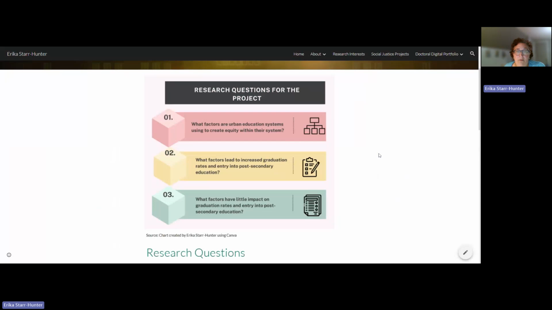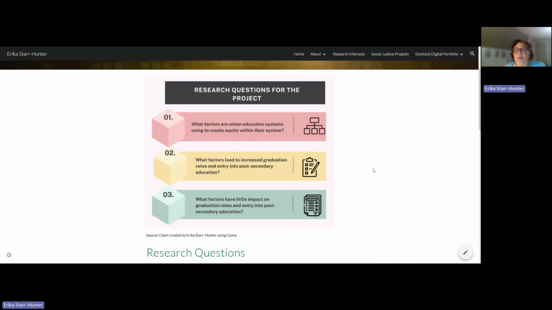So my 3 research questions were: what factors are urban education systems using to create equity within their system? What factors lead to increased graduation rates and entry into post-secondary education? What factors have little impact on graduation rates and entry into post-secondary education? So first off, I asked urban educators, what equity factors do you see being used in your schools?